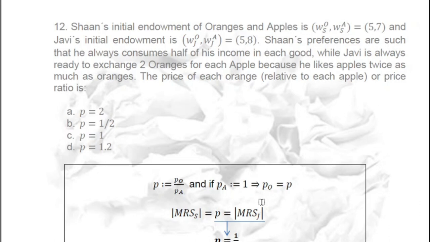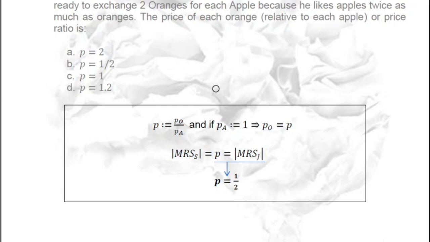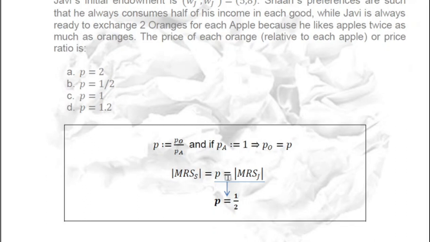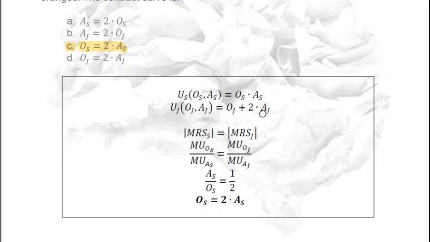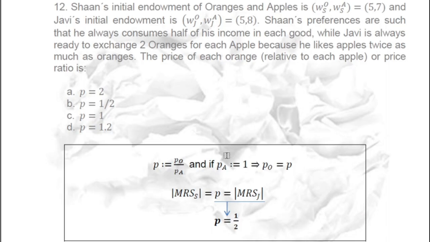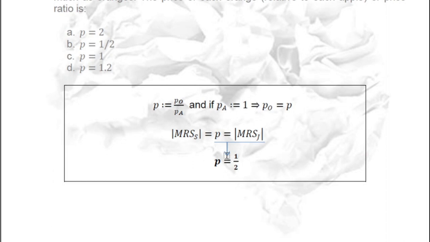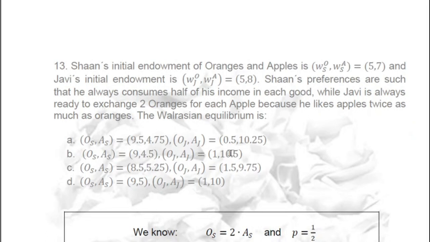And then, as Harvey has perfect substitutes, he will set the price, and the price will be equal to his MRS. The derivative with respect to oranges is 1, the derivative with respect to apples is 2, from the utility function of Harvey, which, if you remember, was O plus 2A. So 1 divided by 2, that's the price. Each orange will then cost half of an apple. Okay, that makes sense.